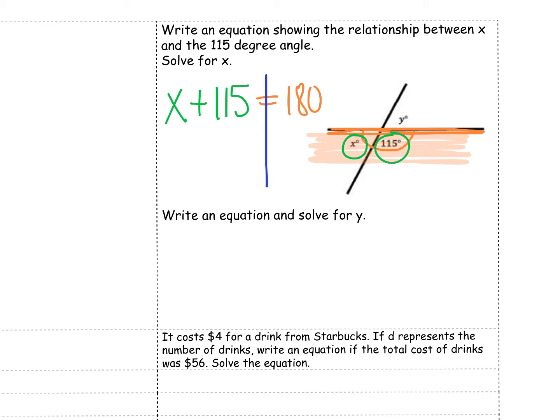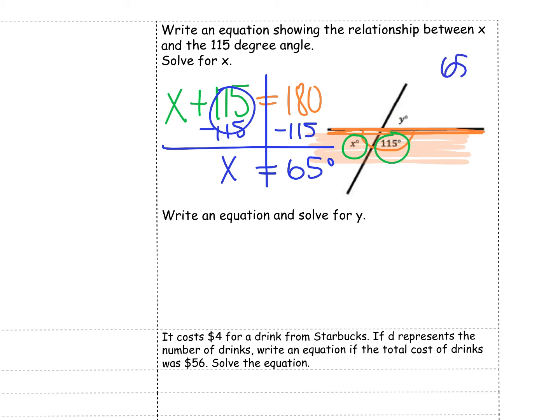In order to undo this adding 115, I will subtract 115, and I have to do it on both sides to keep it balanced. That cancels. So I get x equals 65 degrees. And then a quick check. 65 plus 115 equals 180. And that's true, so I have the correct answer.